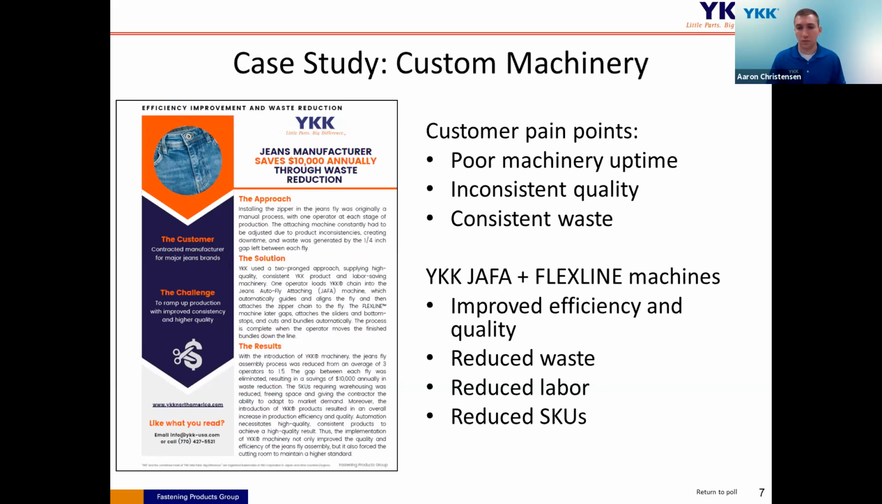And again, this is also an inventory improvement example, because instead of using cut zippers, you can now use continuous chain and reduce your SKUs with this setup.